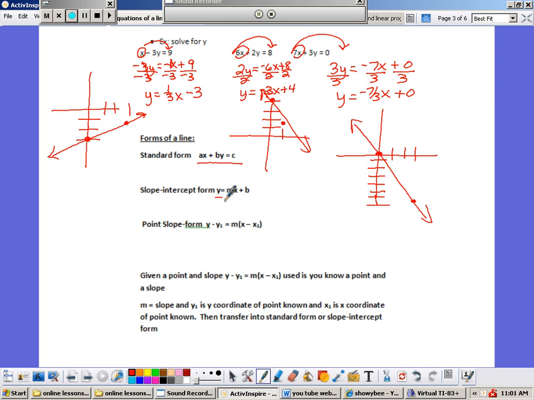This is your slope-intercept form, y equals mx plus b. This is the graphing form. This is used mostly for graphing, and it makes your graphing easy, like I just showed you up there. It gives you your y-intercept, your starting point, and it tells you how many rise and run.